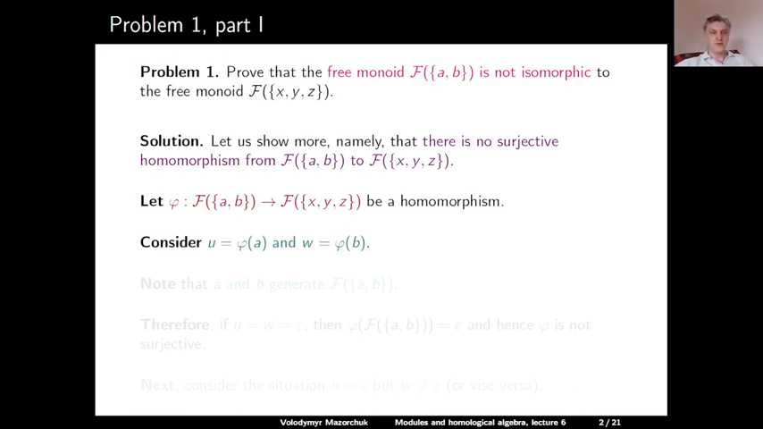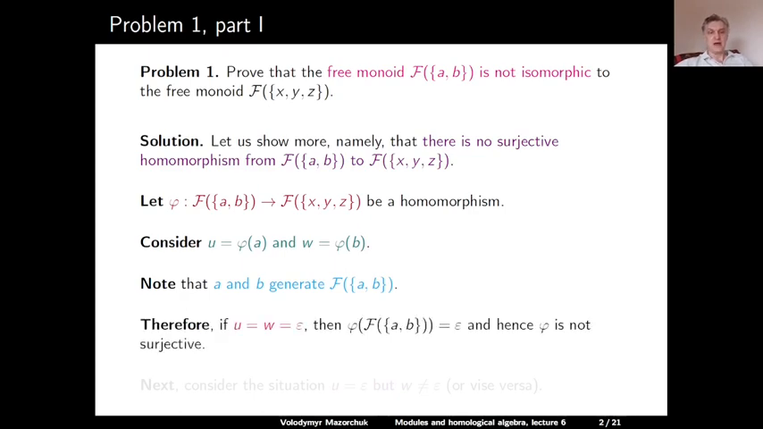Denote by U the image of A under phi and by W the image of B under phi. And note that, more or less by definition, the letters A and B generate the free monoid on these 2 letters. So any non-identity element of this monoid is a product of A's and B's in some order. Therefore, we will consider several cases.